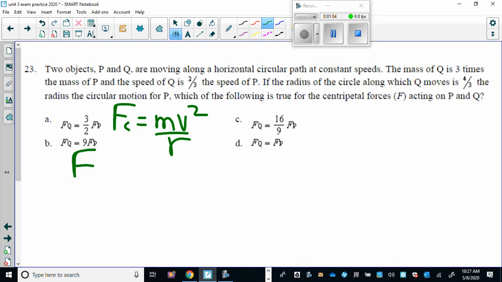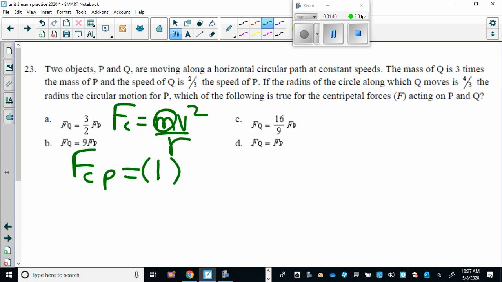So let's start with the centripetal force of P. It says the mass of Q is 3 times the mass of P. So we're going to say that the mass of P is 1, and therefore the mass of Q would be 3. 1 kilogram, 3 kilograms, right? It doesn't matter. I could say that P is 2, and then Q would have to be 6. But obviously, I'm just going to pick the easiest numbers, and 1 is 99% of the time the easiest number to use.